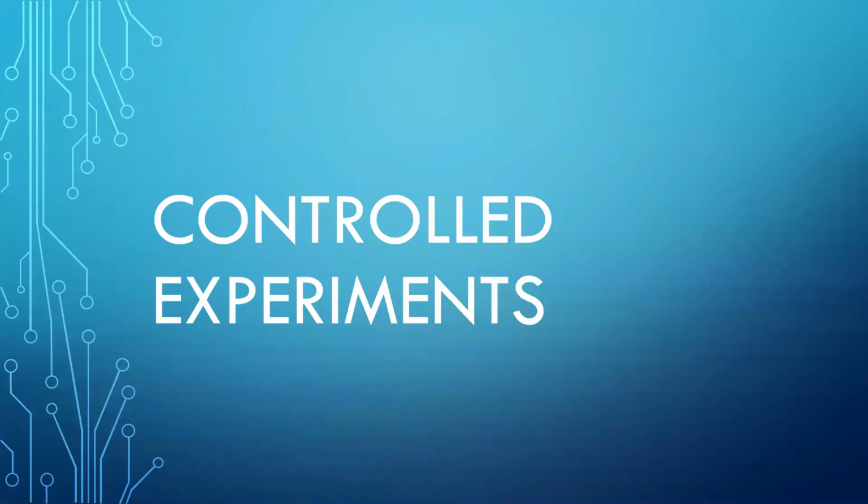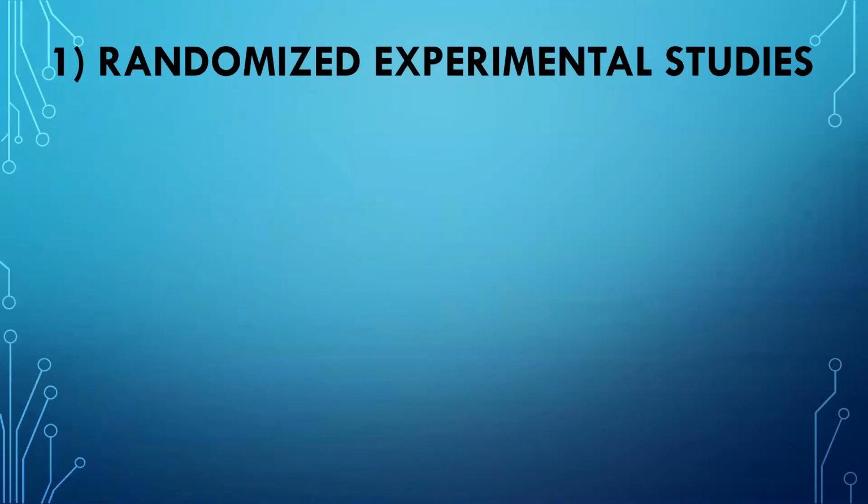We are continuing in our broad theme about causation, and we are looking more carefully at how scientists generally investigate causes, and that is through controlled experiments. So there are three types that we're going to consider in this video. One is the randomized experimental studies.